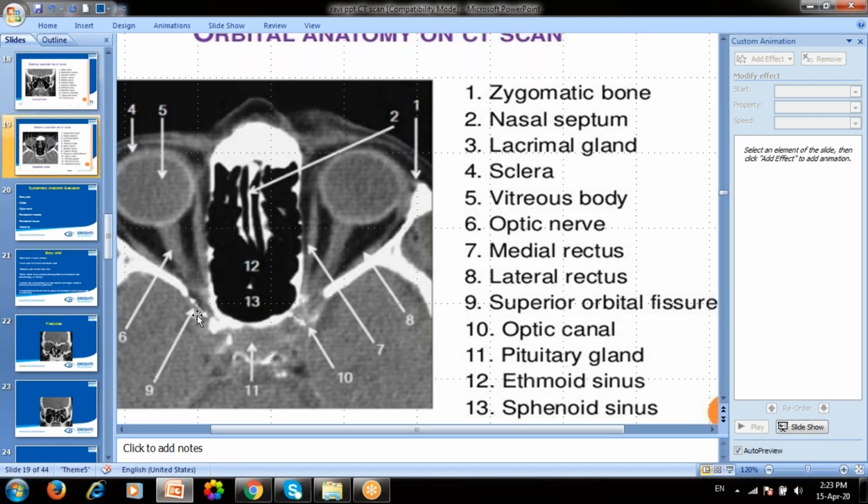And this is the superior orbital fissure. Fissure means a small gap, and the optic nerve passes through here. The ethmoid and sphenoid sinuses are not so visible in the coronal cut; more of the sinuses are visible here, and this is the pituitary gland below. So this is the normal scan. Now in different abnormal cases, I'll show you how it looks.